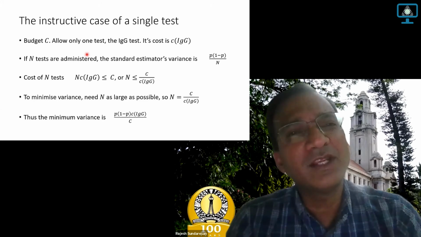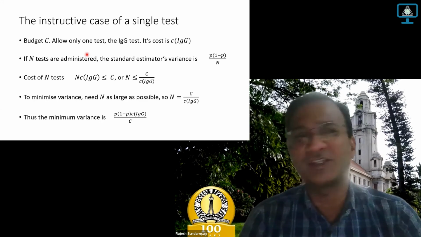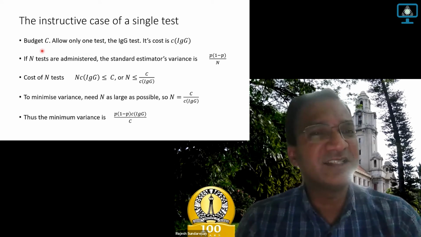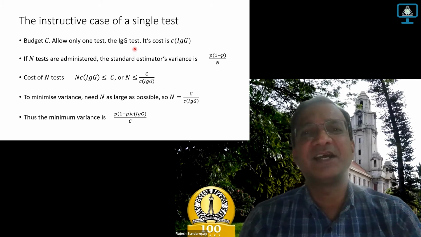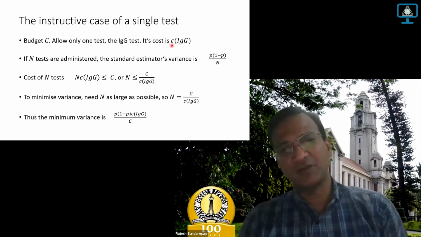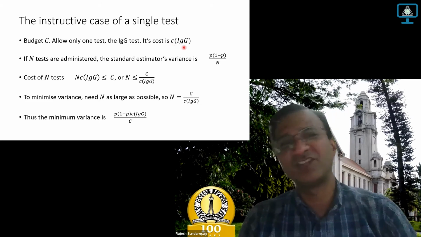So I look at an instructive case, the instructive case of a single test. Let's just focus on the IgG. Again, let's say that we have a budget C and we allow only 1 test. That's the IgG test. And let's call its cost C of IgG. So there's only 1 test and this one is 300 rupees.